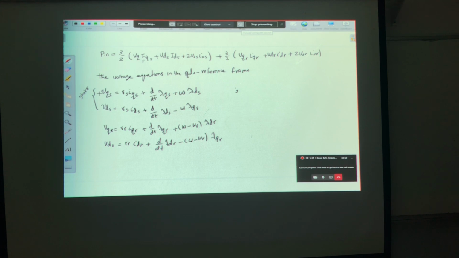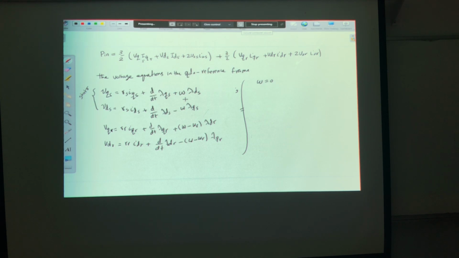So if I multiply this by the current, here I multiply by IQS, here I will multiply by IDS, and here by IQR, and here IDR. Good? And simply, I think last time, to make it simple, I decided to do omega equal to 0. So if omega equals 0, for the stator there is no induced voltage due to rotation, so I will not carry it with me.